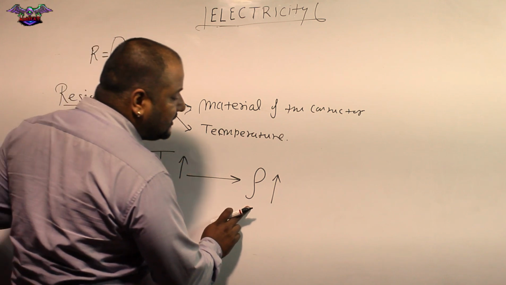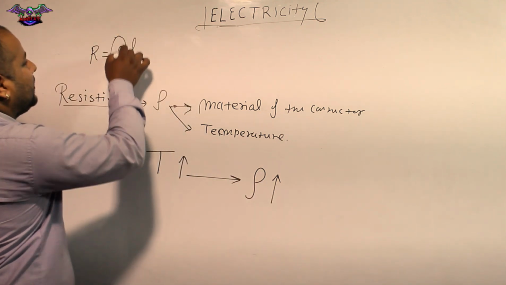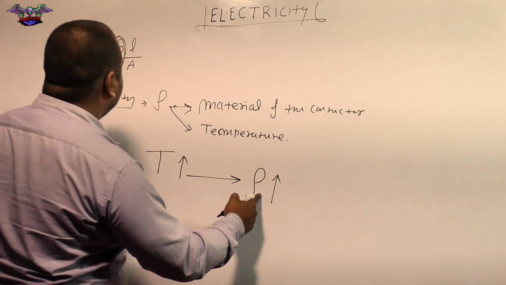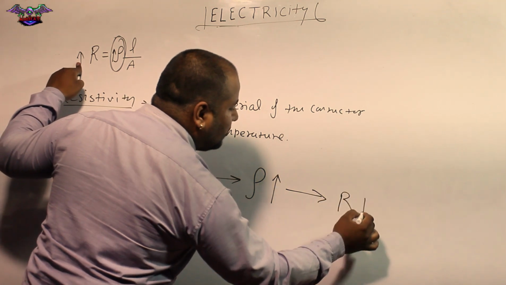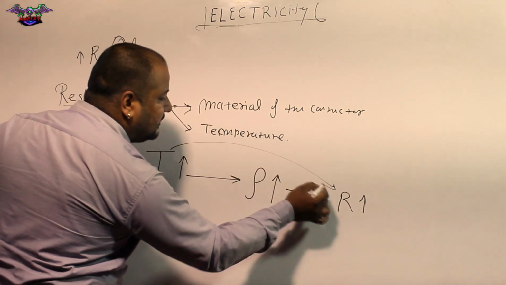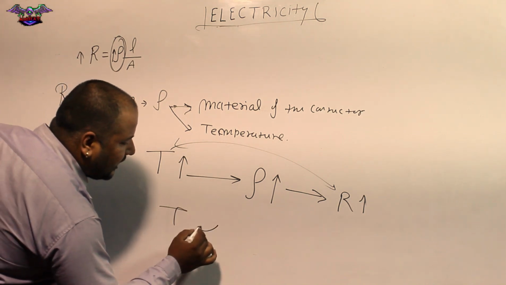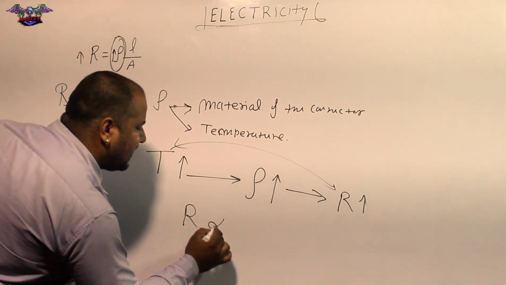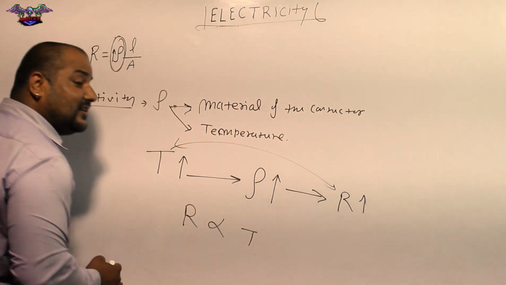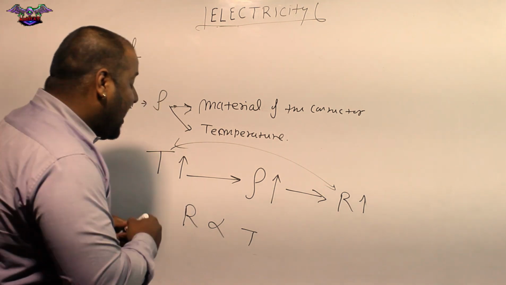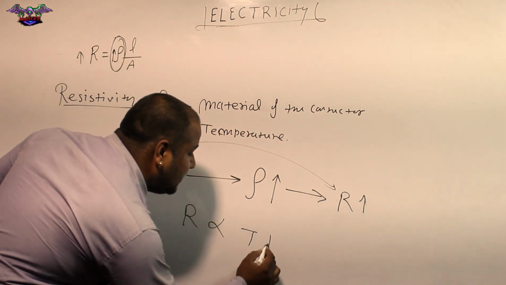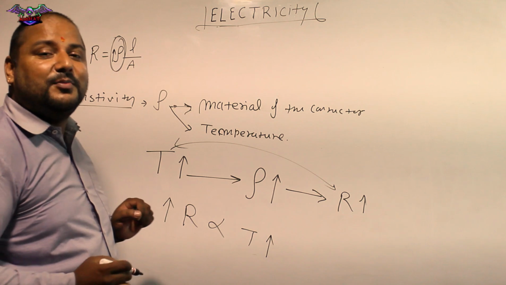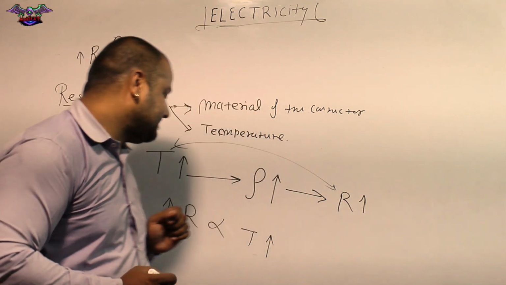If resistivity is increased, then as we know resistivity is directly proportional to the resistance, so resistance will also increase. So we can take these two results: resistance is directly proportional to the temperature. One result we got. What result? As the temperature is increasing, resistance will also increase. Resistance of the material also increases.